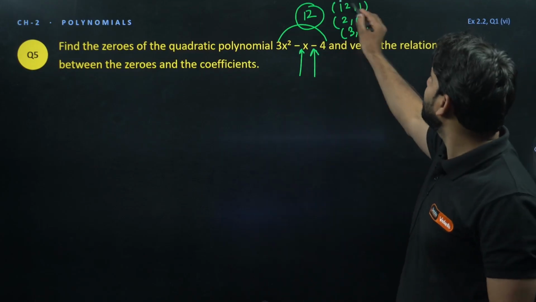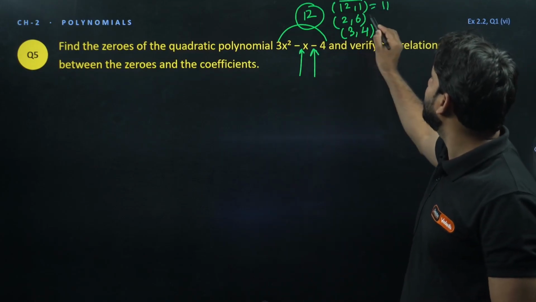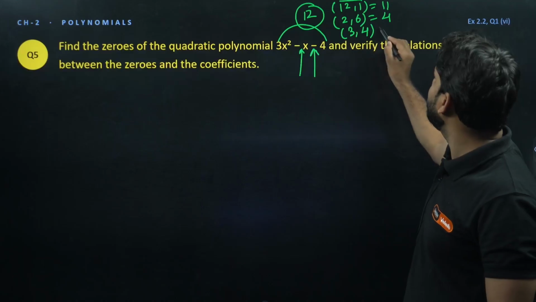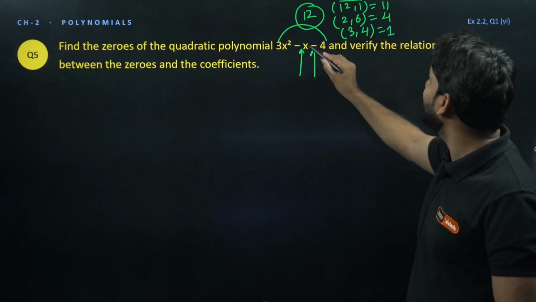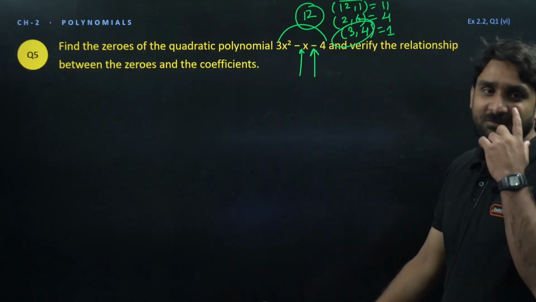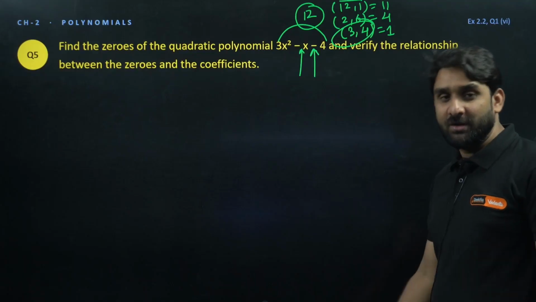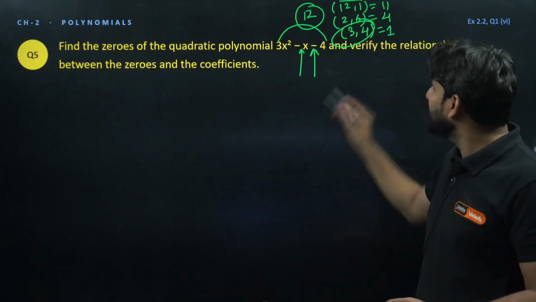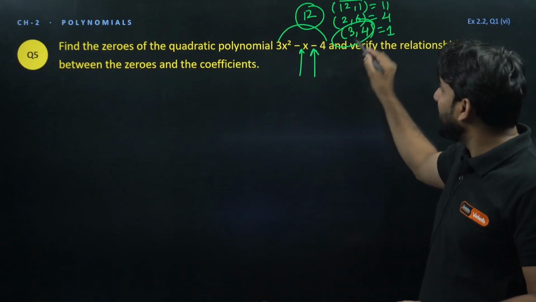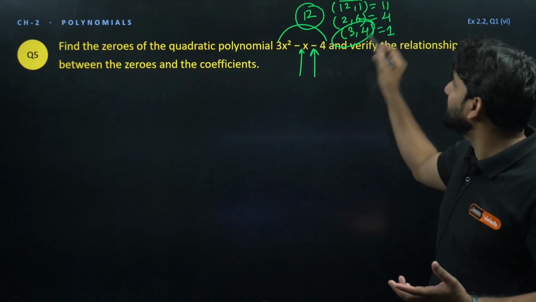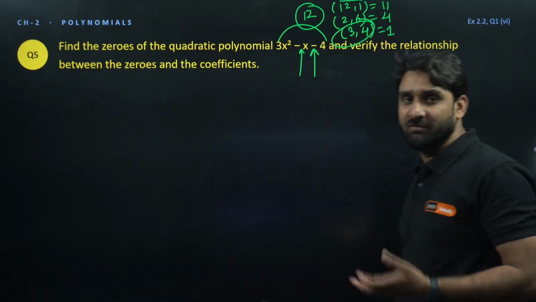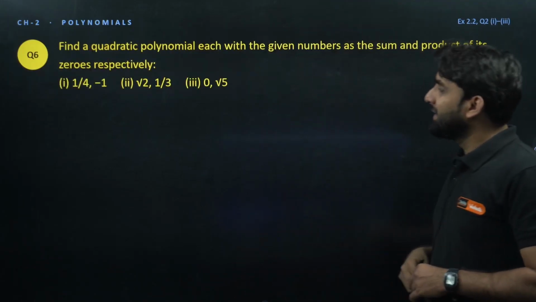What is the difference of 12 and 1? 11. What is the difference of 6 and 2? 4. And what is the difference of 4 and 3? Wow, 1. And this is 1. So this bracket will be there, because the coefficient of x is 1 and the difference of both the numbers is 1. And why are we subtracting the numbers? Because the sign of the constant term is negative. You can do it, guys. Okay.